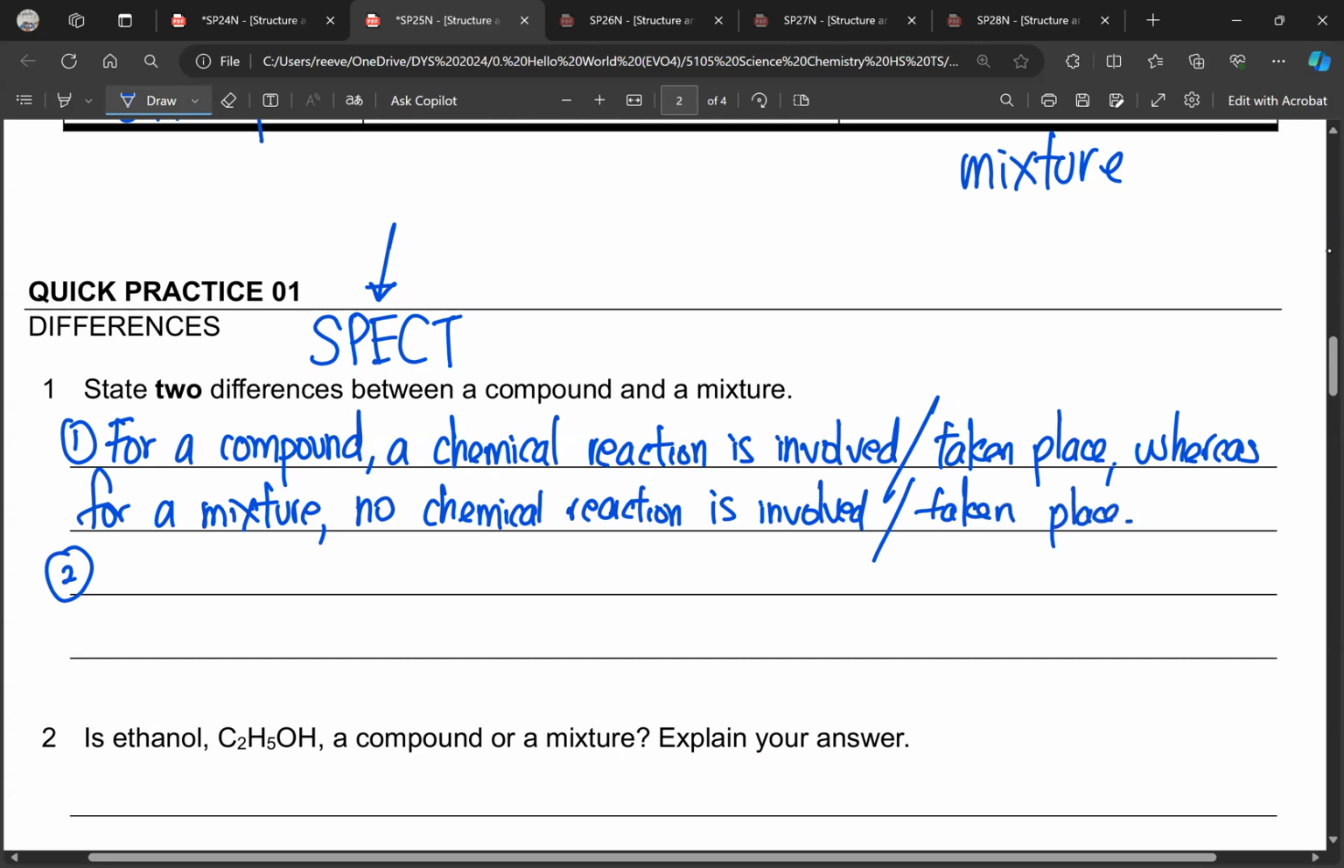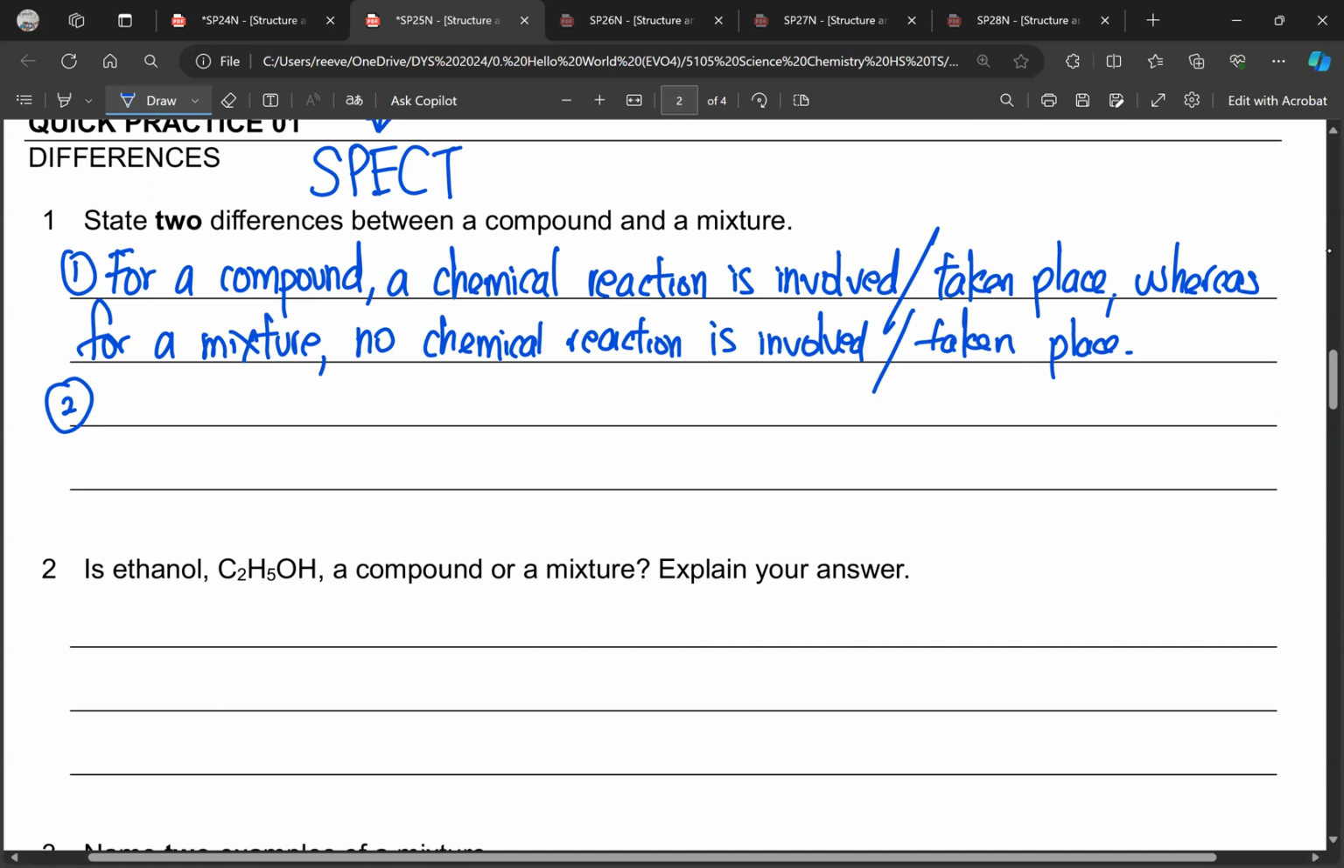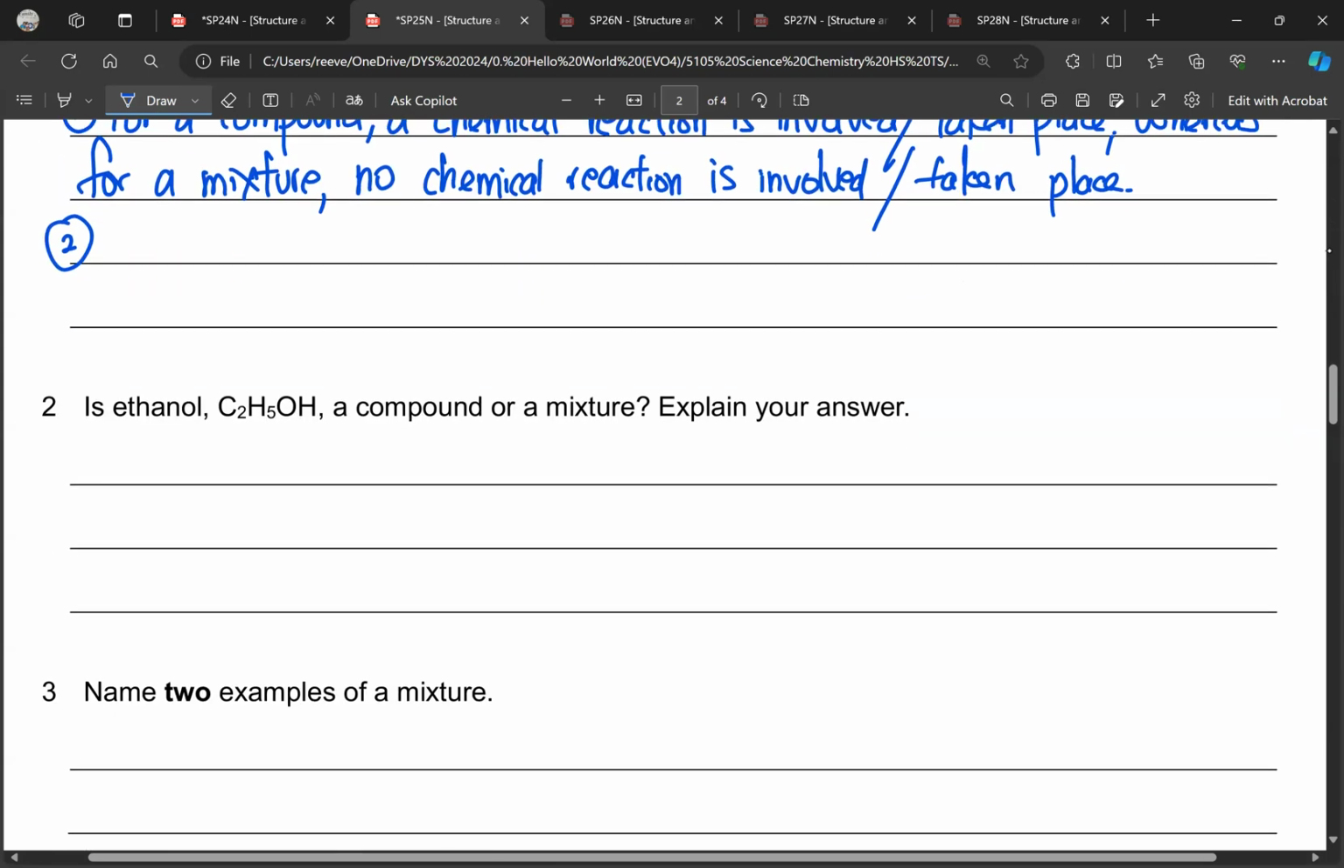Okay, that's the SPECT, the E. Then the others you're going to write. S is for separation. For a compound, you need a chemical reaction to separate the elements, whereas for a mixture, you can separate through any physical means or methods. P is properties. E, I will say C is composition, T is temperature. I trust you can write. You need to pause the video and write in your class sheet.